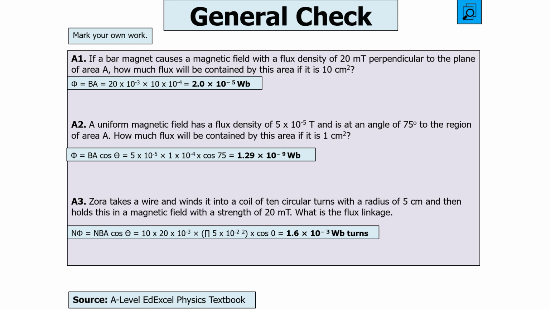Now remember, area in this instance is going to be pi r squared, so it's going to be 5 times 10 to the minus 2 because you go from centimeters into meters. So you can do pi times 5 times 10 to the minus 2 squared. We know in this instance cos theta equals 0, so it's going to equal 1. Pop in all the values and we get 1.6 times 10 to the minus 3 weber turns.